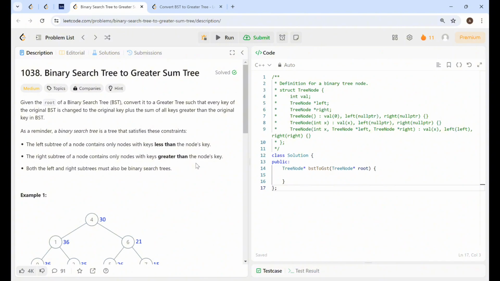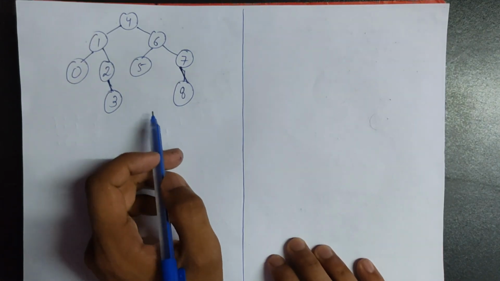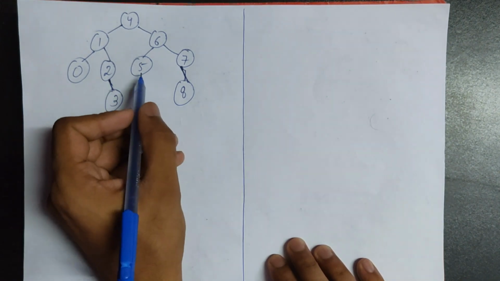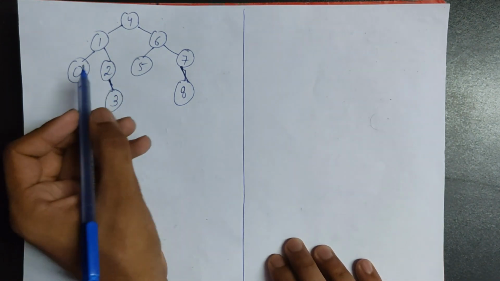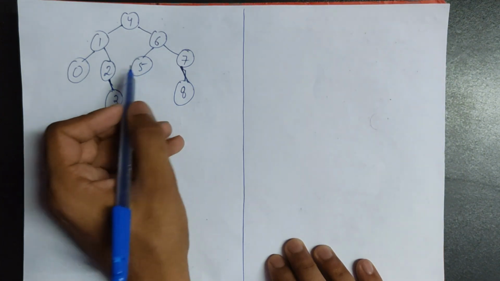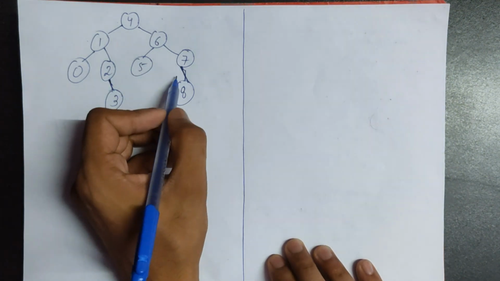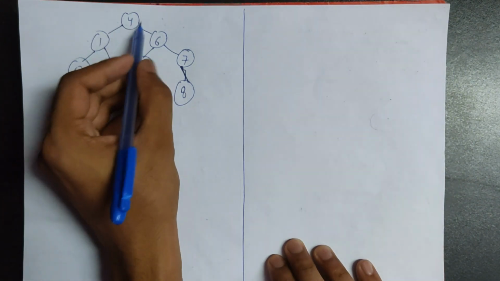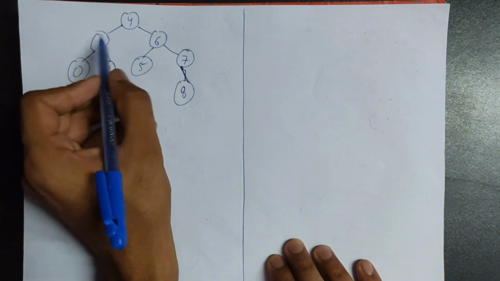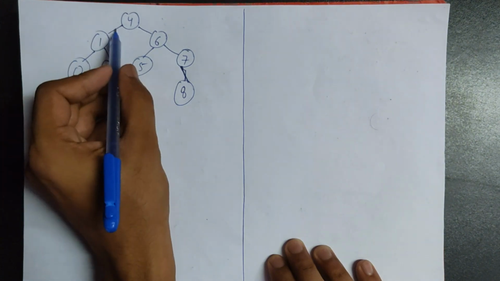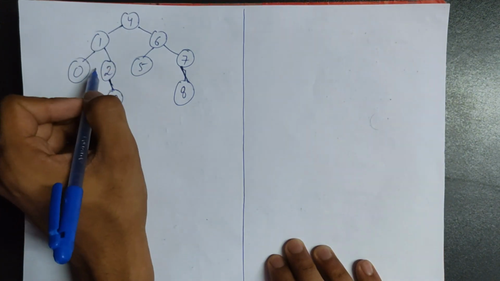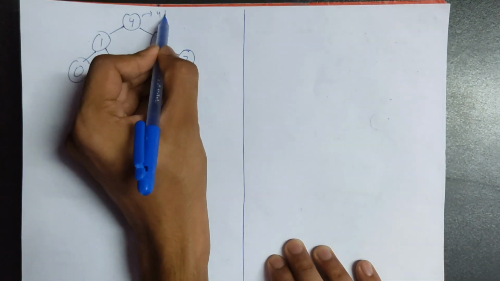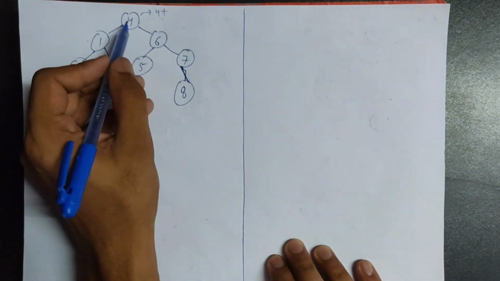Now let's understand the code. Now we have to change this tree in such a way that the value at every node of the tree is the sum of all the values greater than it and the value itself, which means here there is 4. As this is a binary search tree, all the values on the left of 4 will be less than 4, of course. So what we will do is change this value to 4 plus all these values which are bigger than 4.